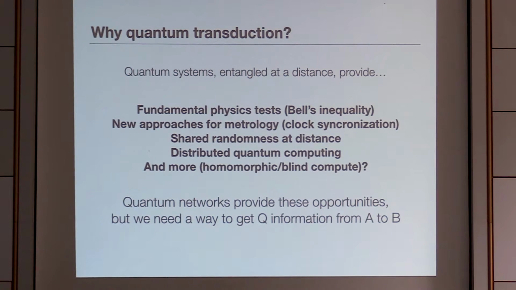And then finally, very long term, there's a whole category of interesting algorithms, which are network algorithms. And probably the most prominent of which is blind computing, in which a cloud server, in this case the quantum cloud server, executes a program on your behalf, and it knows neither the program nor the data that it executed. This is possible, provably possible with quantum mechanics, and it's something that we have not found a solution for classically. So quantum networks provide these opportunities, but of course we still need a way to get the quantum information from A to B.